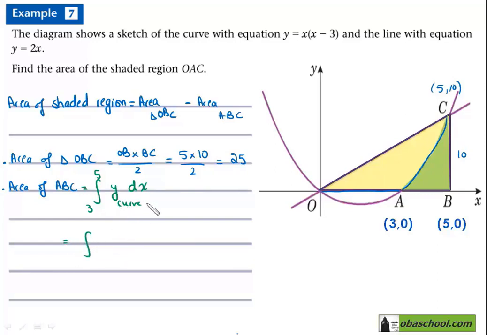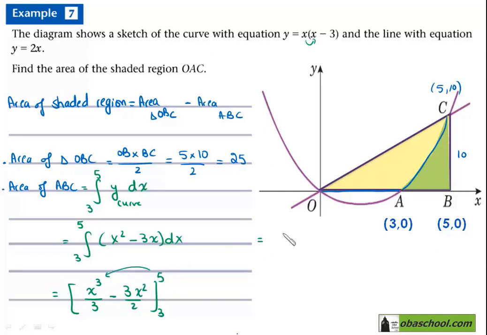So integral of y curve, we are going to expand it. X squared minus 3x dx, where x starts at 3 and ends at 5. Now we will do the integration. X to the power 3 over 3 minus 3x squared over 2 for x starting from 3 and ending at 5. Now we need to substitute the points.